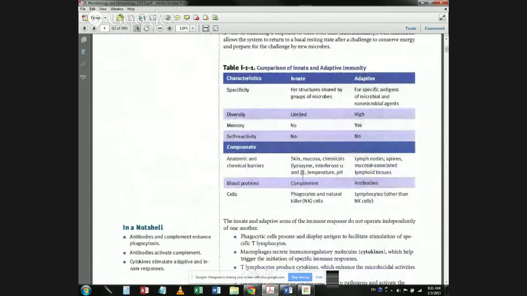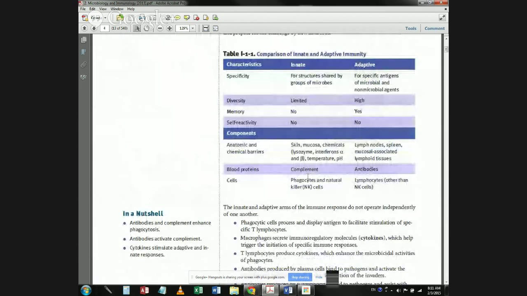Whereas in adaptive immunity, what are the components? These are things like your lymph nodes, your spleen, your mucosal associated lymphoid tissues, things of that nature. That's where they are located. There are not really that many chemical barriers, it's just anatomic. But what they do, they're very specific, because they have specific antigens for any microbial or non-microbial agents. They're also very diverse. They have memory. They get enhanced with every new exposure.